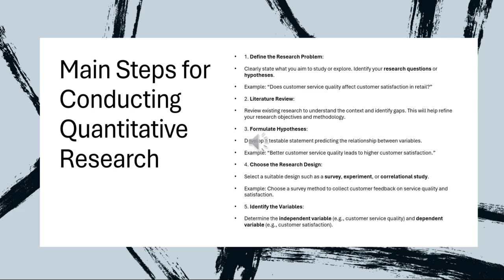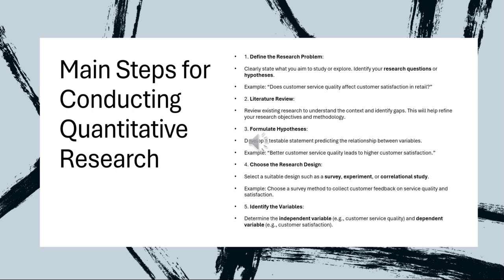Now, a question arises: what are the basic steps for conducting quantitative research? Details of the steps are: Step 1. Define the research problem. Clearly state what you aim to study or explore. Identify your research questions or hypotheses. Example: does customer service quality affect customer satisfaction in retail?